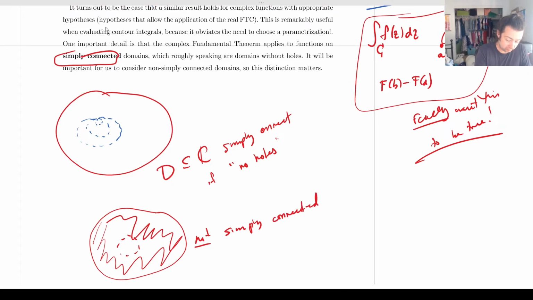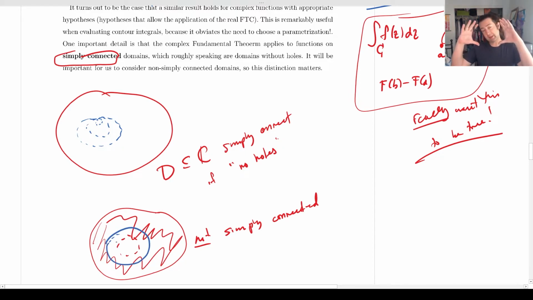Because if you drew a loop around in this domain that went around the hole, so say there's a loop here that goes around the hole, there's no way that you can pull that loop into a single point without leaving the domain. Anytime you tried to do it, you'd have to go through this little circle right here. And going through the circle means you've left the domain because those points aren't inside D. So simply connected domain essentially means it's a set with no holes in it.